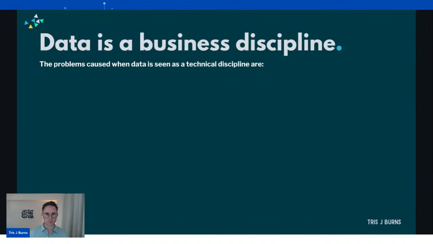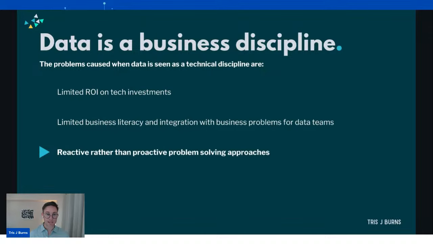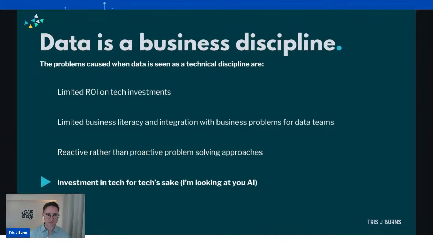Okay, the problem caused when data is seen as a technical discipline: we see limited return on investment from our tech investments, limited business literacy and integration with business problems for data teams. So data teams themselves don't understand what the business does, how the business makes money, what makes things tick, and they don't integrate well with business teams. We see a reactive rather than proactive problem-solving approach. So data teams are often the last to hear about things. They get sent requests, they get sent data from across the room, and they're not proactive in the way that they solve problems. And investment in tech for tech's sake.